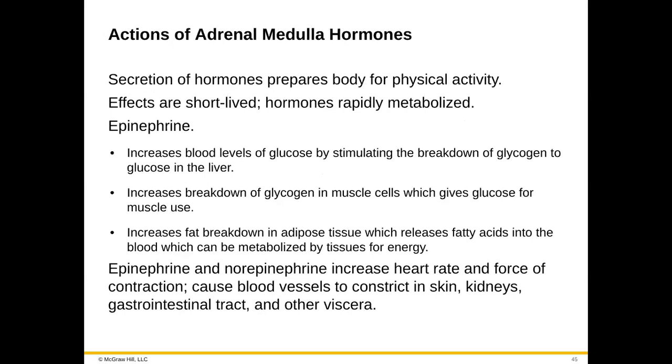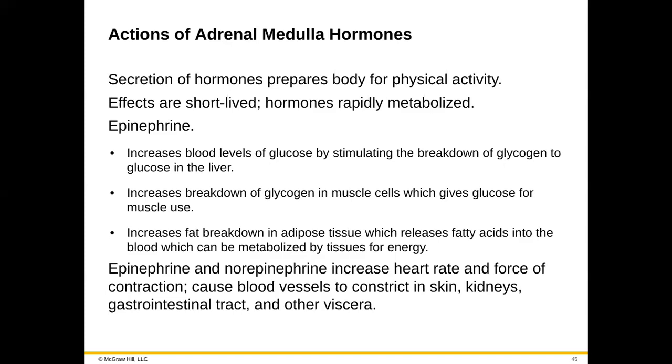Now looking at the actions, or furthermore actions, of the adrenal medulla hormones. Secretion of these hormones prepares the body for physical activity. This is no different than what we talked about in ANP1 with our fight or flight. So in our fight, our sympathetic response, we are getting the body ready for increased physical activity. We need to increase the heart rate. We need to increase the blood pressure. We need to increase the breakdown of glycogen or increase the amount of free glucose within the bloodstream to use as energy. So when we're looking at epinephrine, this is going to increase blood levels of glucose. This is going to stimulate the breakdown of glycogen into glucose in the liver, increase the breakdown of glycogen in muscles so that we have more energy for muscles.